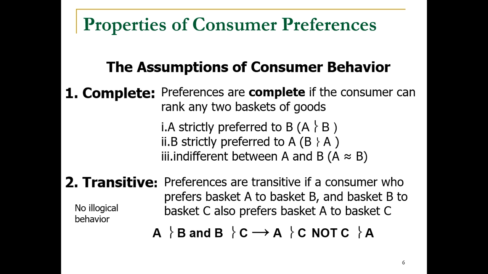So with transitivity, basically we're just saying that if a consumer is given three choices, A, B, and C, and he says that he prefers bundle A to bundle B, and then he says he prefers bundle B to bundle C, then it must be automatic that he also prefers A to bundle C. Let me just illustrate that.